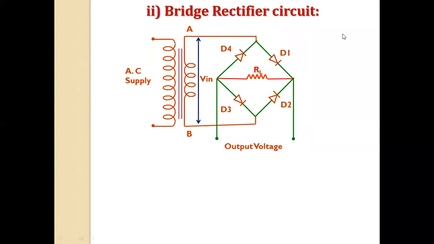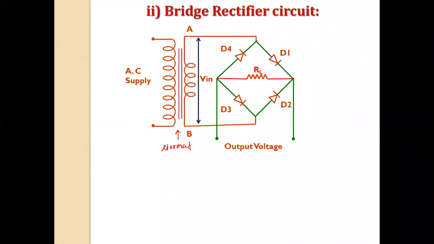If you observe the circuit diagram here in the bridge rectifier circuit, the first thing is that the center tap transformer is not required. Have you observed that? An ordinary transformer is used here. It means that the drawback of the center tap full wave rectifier circuit is overcome here. This is a normal transformer here.